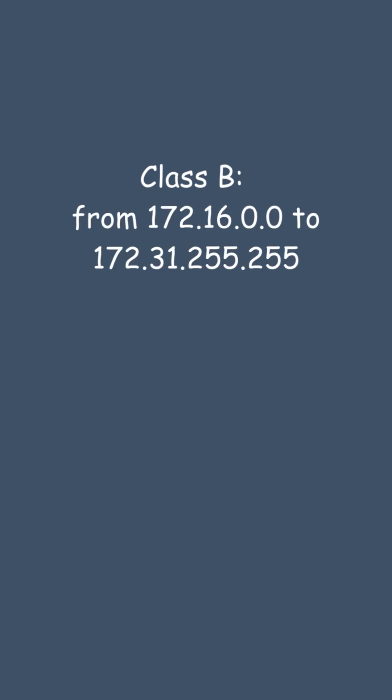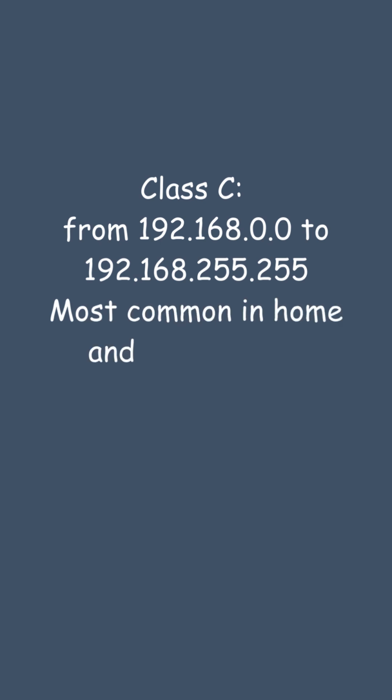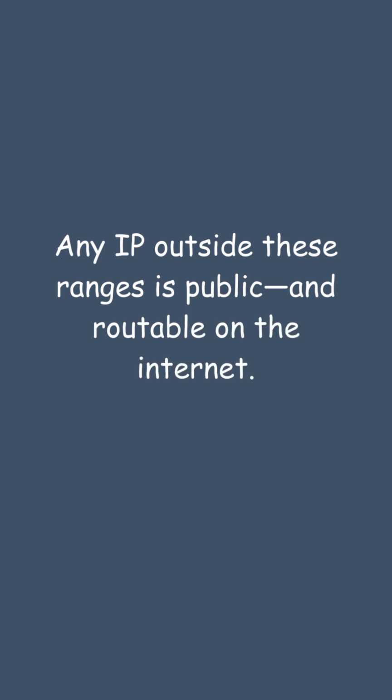Class B, from 172.16.0.0 to 172.31.255.255, medium-sized networks. Class C, from 192.168.0.0 to 192.168.255.255, most common in home and small office networks. Any IP outside these ranges is public and routable on the internet.